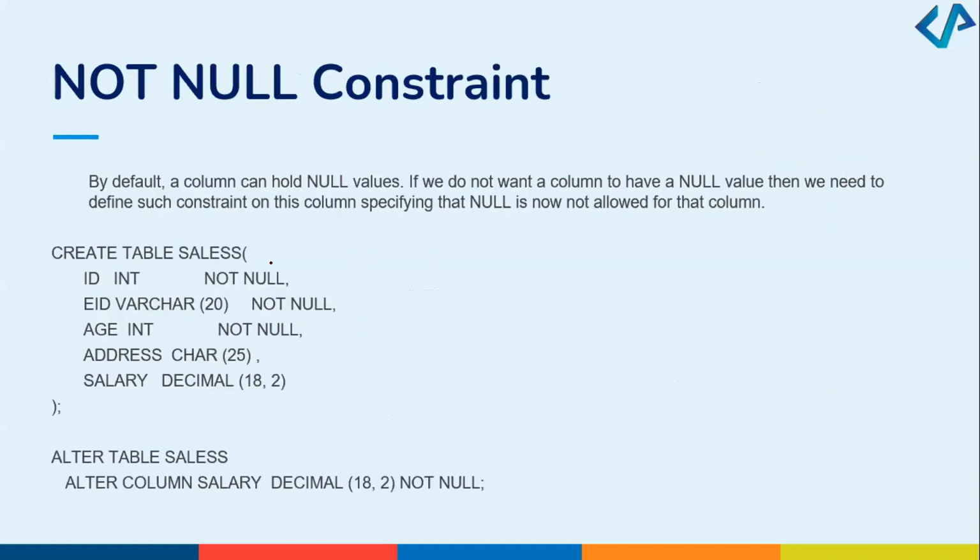Okay, so now let us look at this not null constraint. This is another example. I've got a table sales in which I've got not null, not null, not null constraints, right? And if you want to alter, this is the syntax. Create table sales, ID is integer type, not null. Employee ID is varchar20, not null. Age is int, not null. Address is character type. Salary is decimal. Not null constraint.